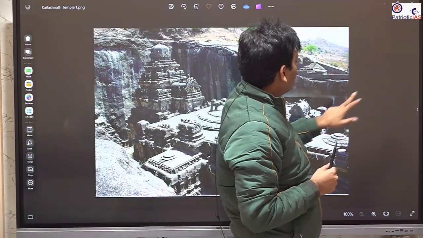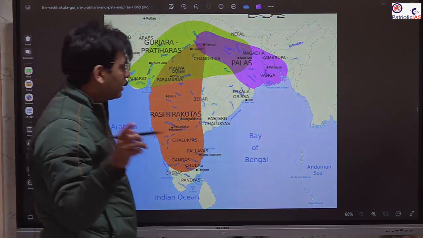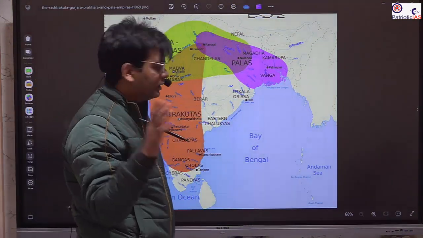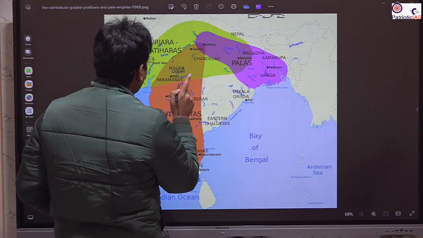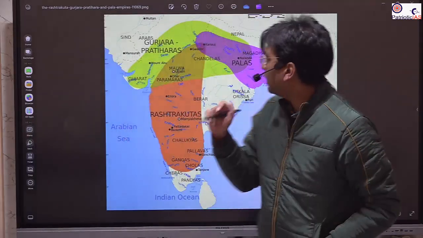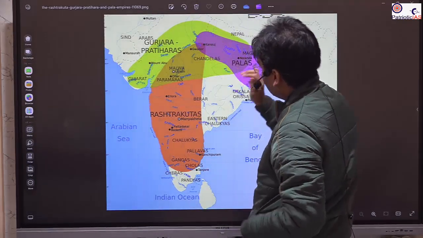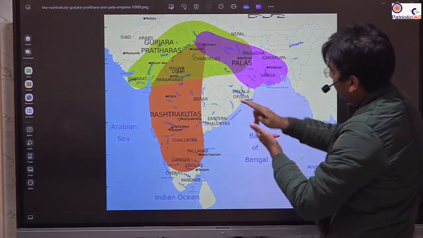One more thing you should remember about the Rashtrakuta. Rashtrakuta are associated with the tripartite war. Tripartite war for which place? The place known as Kannauj. So where is Kannauj? Kannauj is here. And there were three dynasties who wanted to control it.